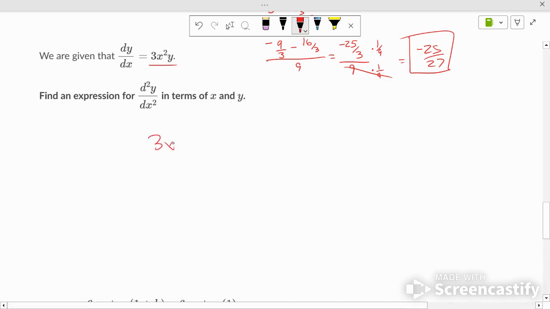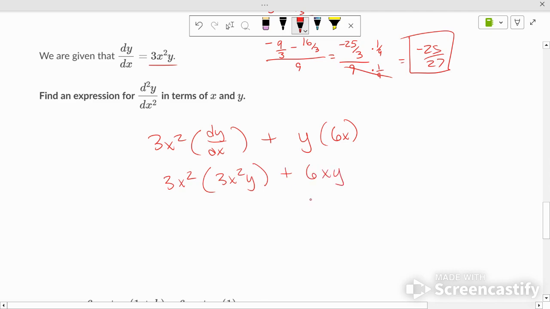Product rule: 3x squared times the first derivative of y, which is dy dx, plus y times the first derivative of 3x squared, 6x. So it's 3x squared times 3x squared y plus 6xy. So it's 9x to the fourth y plus 6xy. Oh, that was way too easy. I thought that one was going to be harder than that. Guess not.